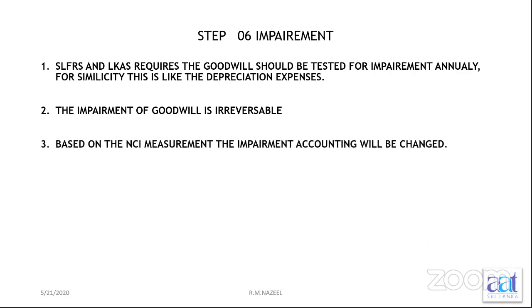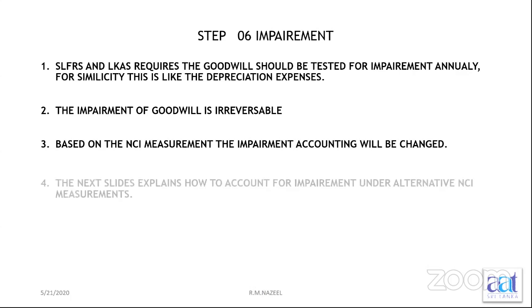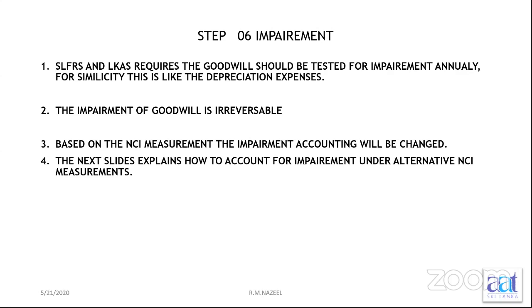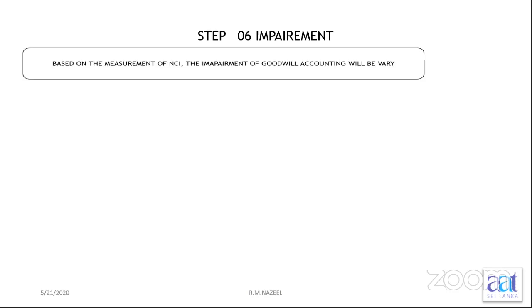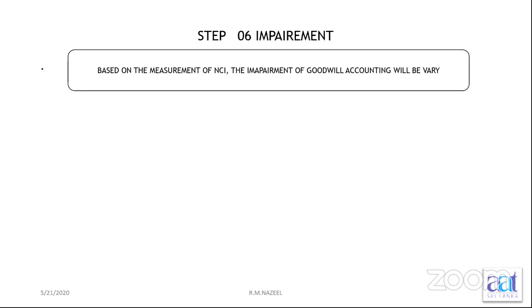Based on the measurement of NCI, the accounting for the goodwill is changed. That is very cardinal. Under the percentage net asset method, goodwill is for the parent, so any impairment, you need to understand. Under the fair value method, goodwill is for both, total. Then how it affects, right? That is the cardinal rule. We'll see in the next slides how these variations come up. You can see my next slide 6, where I have given the full understanding of what this impairment is. Based on the measurement of NCI, the impairment of goodwill will vary.